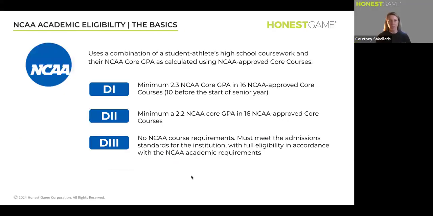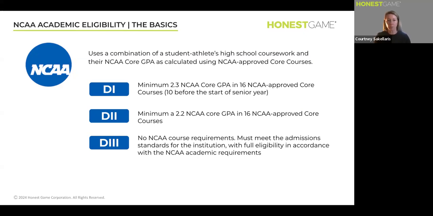Thank you. So similar to what you just saw for A to G, we're going to start very much on the bottom with the basics and understanding what is NCAA core GPA, what does that mean, and what are the standards? So the NCAA uses a combination of student athletes' high school coursework to calculate their NCAA core GPA. We'll talk a little bit about what those classes look like for your specific schools, but for now, just understanding what the requirements are for the different divisions within NCAA.